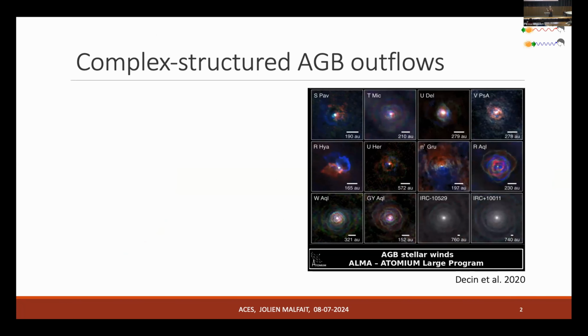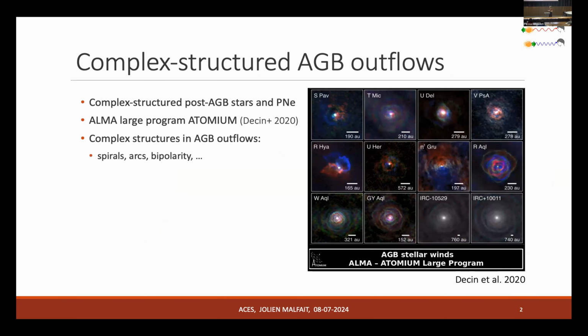Okay, so this is also the postcard of Atomium that Marie already showed you, which proves that the outflows of AGB stars are not spherically symmetric, and that there are a lot of structures of which we think many of them are caused by the impact of a companion that is orbiting around the AGB star and is influencing the winds.